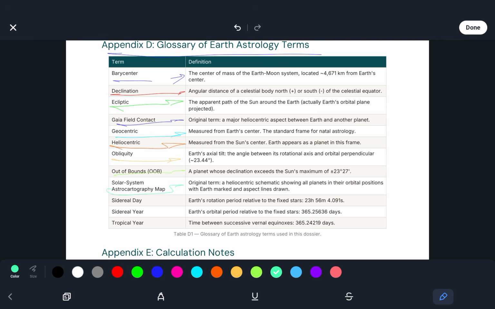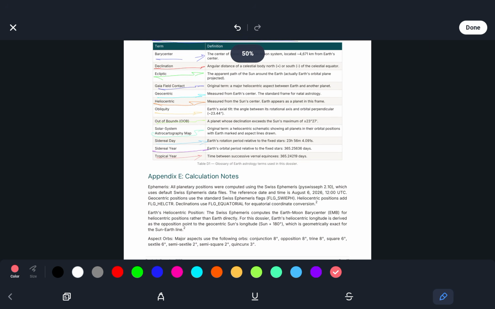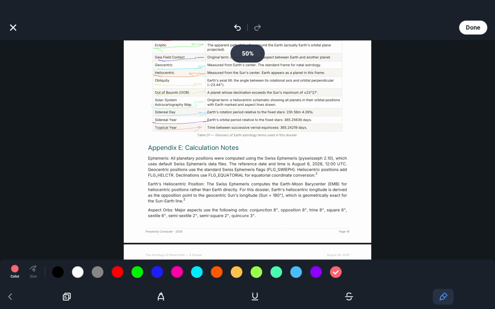Solar system astrocartography map: a heliocentric schematic showing all planets in their orbital positions with Earth marked and aspect lines drawn. Sidereal day: Earth's rotation period relative to the fixed stars. Sidereal year: Earth's orbital period relative to the fixed stars. Tropical year: time between successive vernal equinoxes. And calculation notes.